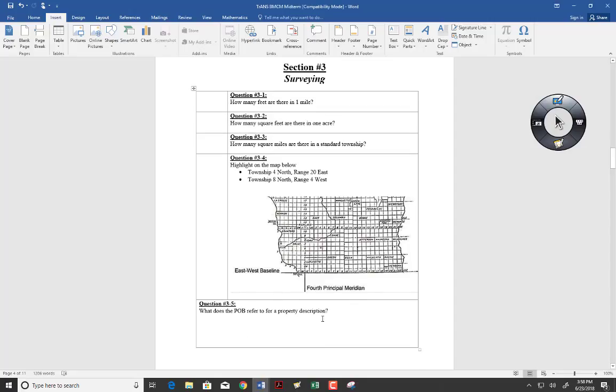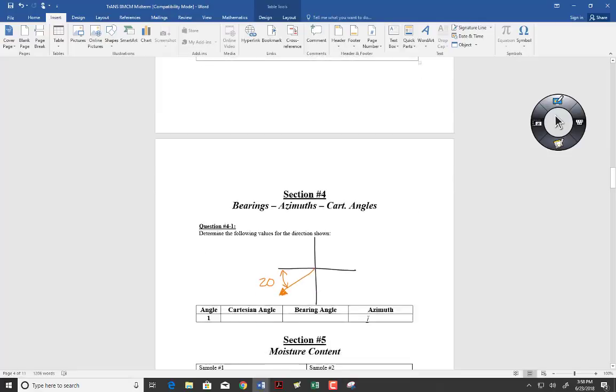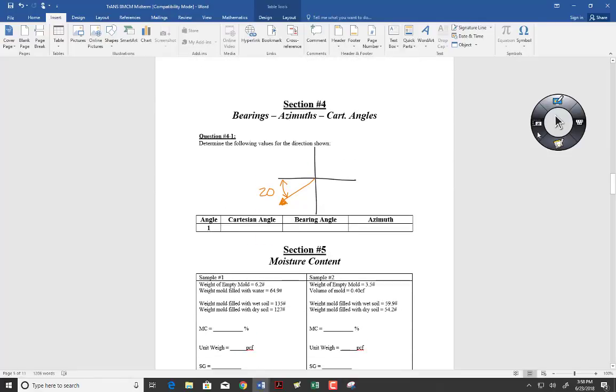What does the POB refer to for property description? Point of beginning. That's the point of beginning on your property. You've gone from a section corner, you've routed your way around to the first point on your property. That's the first point on your property as defined by that lot survey. POB, point of beginning. Azimuth Cartesian angles.